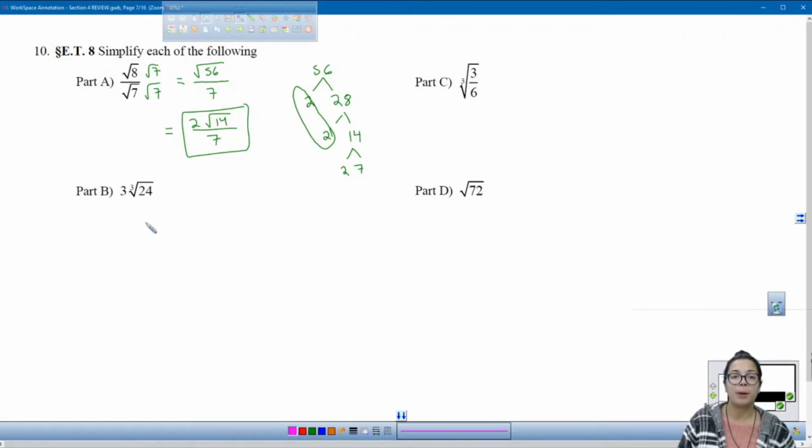Okay, for part B, this is the cube root, right? So we have the cube root of 24, so we need 3 copies, not 2 copies. Here we only need 2 copies. This is the square root, right? Imaginary 2 right there. But we need 3 copies.